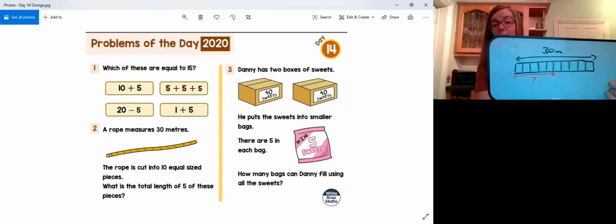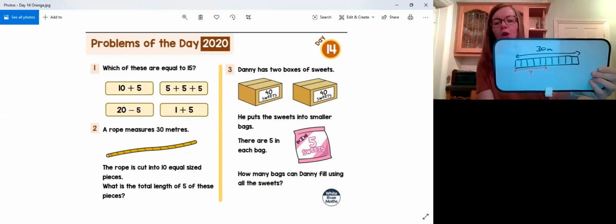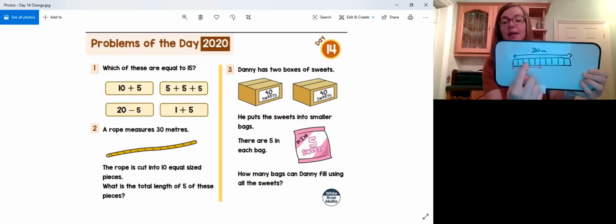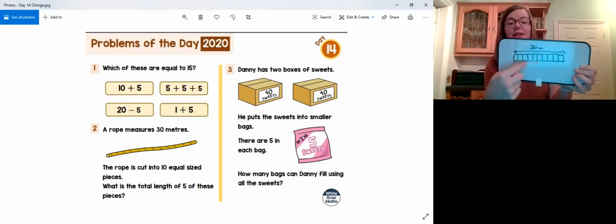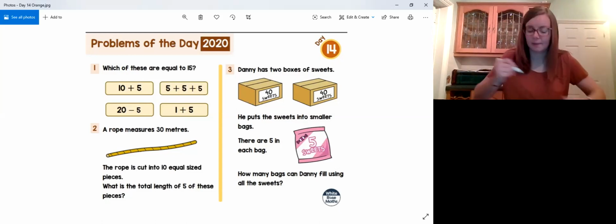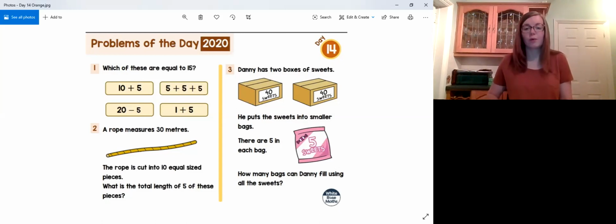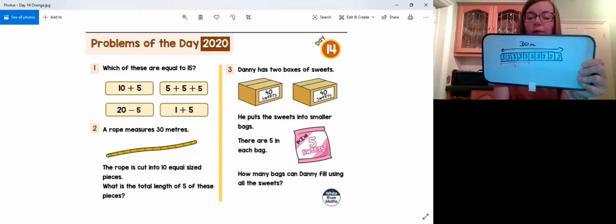Now we've labelled up everything we know on our diagram. What could we do to get closer to our missing number? Well, if my whole rope is 30 meters and it's split into 10 equal parts, we know that we're sharing our 30 by 10 to see how many are in each group. So if we do 30 divided by 10, think about counting in tens if it's easier. That will tell you that each one of these sections, each piece of rope, is 3 meters long. So I filled in every box, because if one box is 3, all of them are 3.